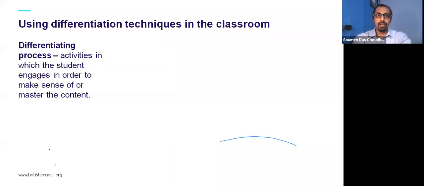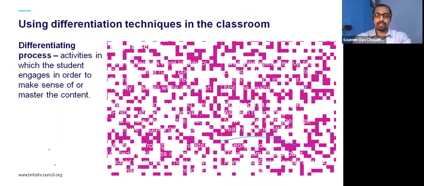Okay, let's move now to differentiating process. These are activities in which the student engages in order to make sense of or master the content. Like when we spoke about differentiating content, we spoke about giving to your learners a lot of different tasks. In process, we are talking about how we can bring variety in each of those tasks. So let's look at an example.